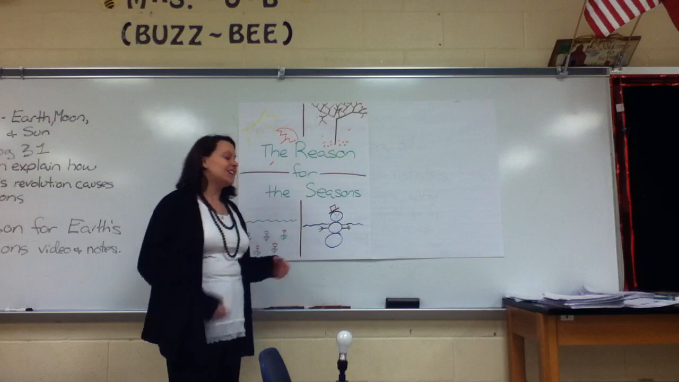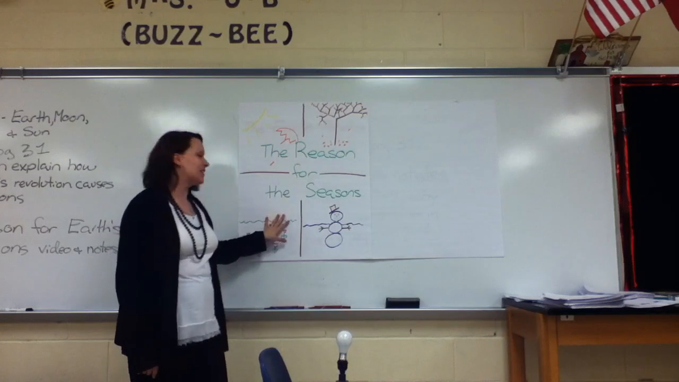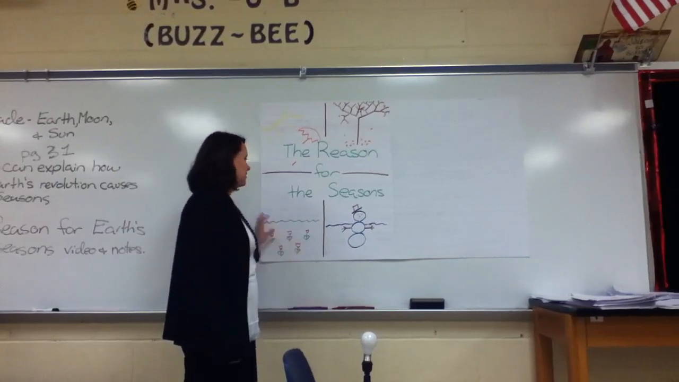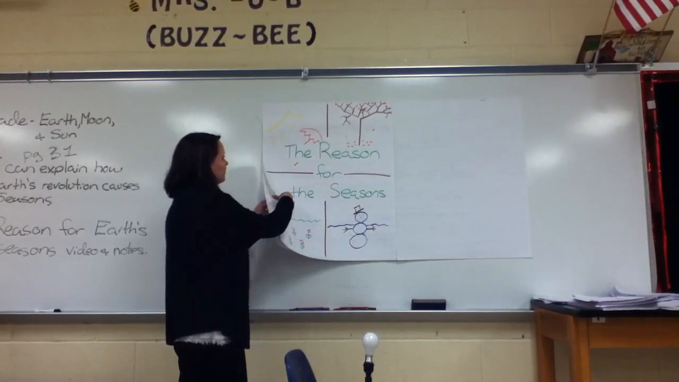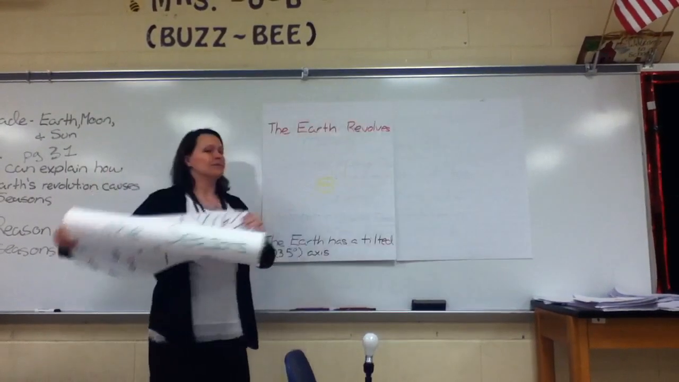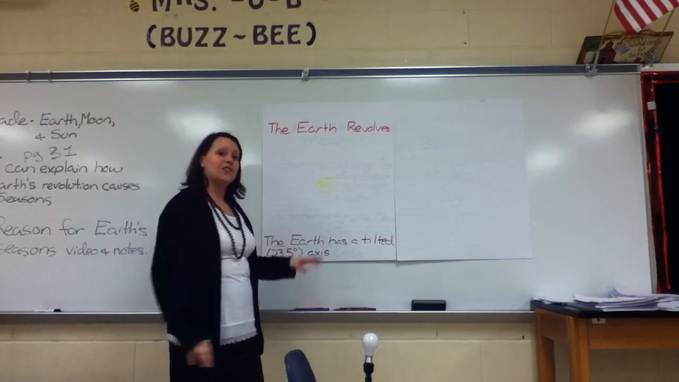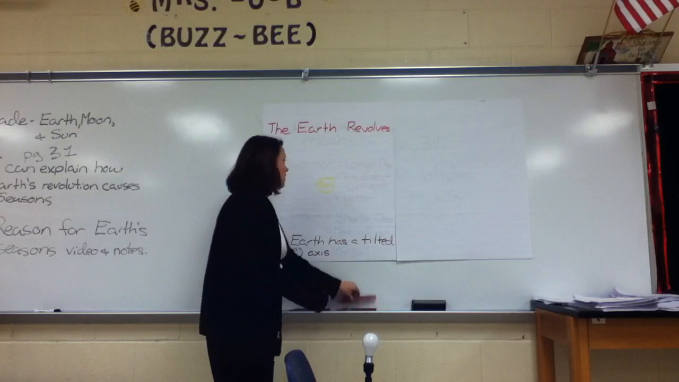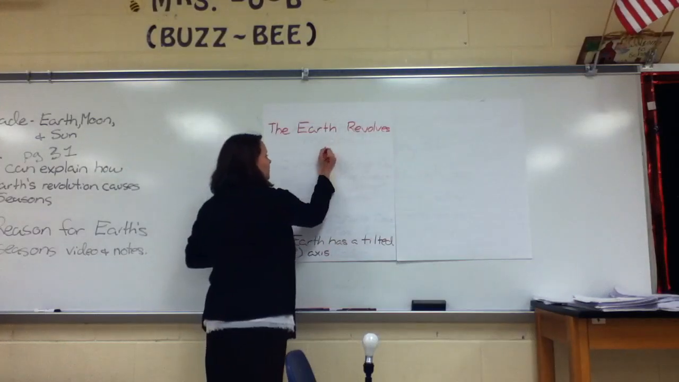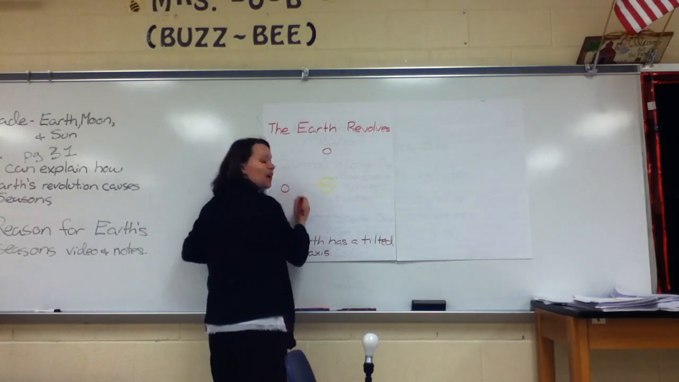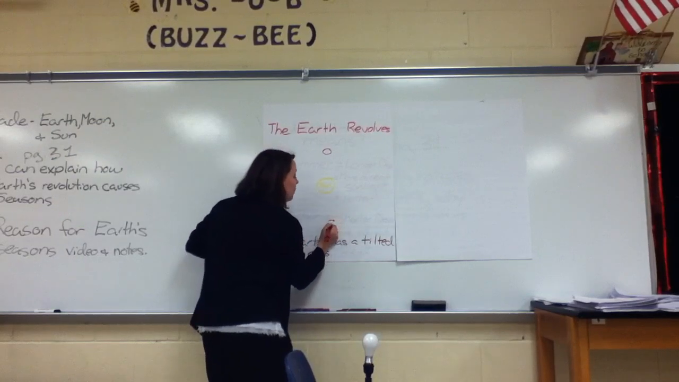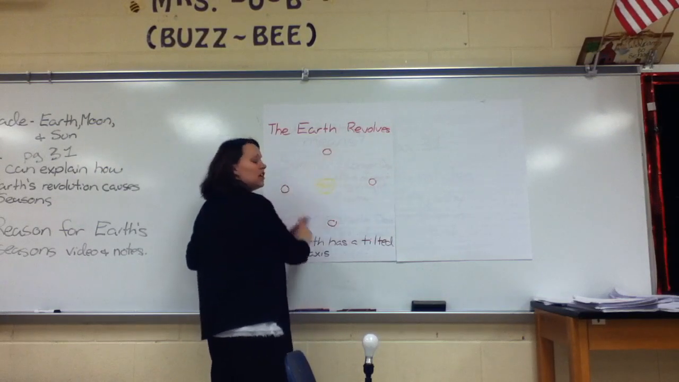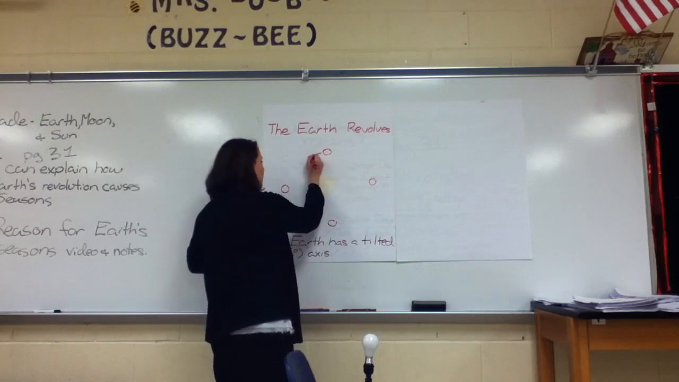This time we're going to be discussing the reasons for the seasons, specifically Earth seasons. There are two reasons for the Earth seasons. The first is that the Earth revolves. Now, if you remember from our last Weekly Buzz, revolution means that you go around a center object. The Earth revolves counterclockwise.